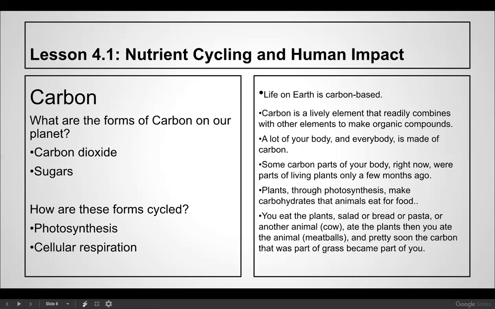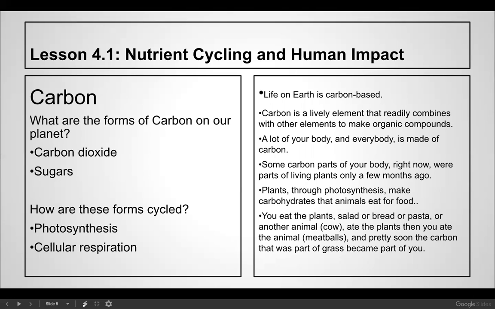Okay, the carbon cycle. What are the forms of carbon on our planet? Carbon dioxide and sugars are the big ones. How are these forms cycled? Photosynthesis is, if you look at the photosynthesis equation from left to right, where you have carbon dioxide, water, a little bit of energy, makes sugar and some oxygen.